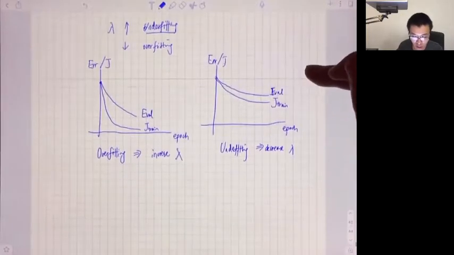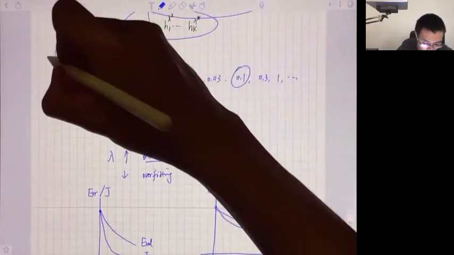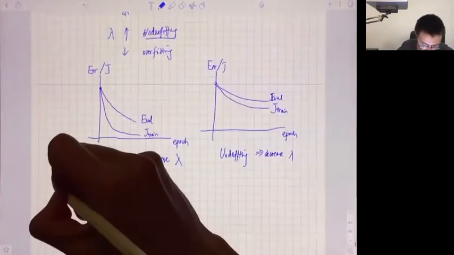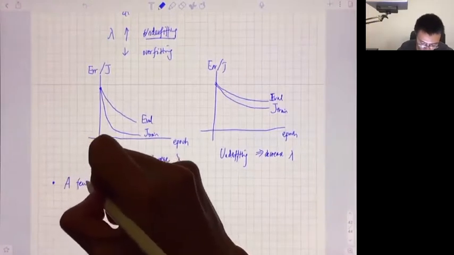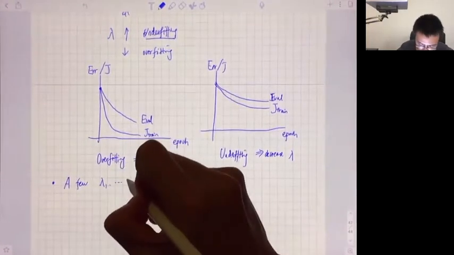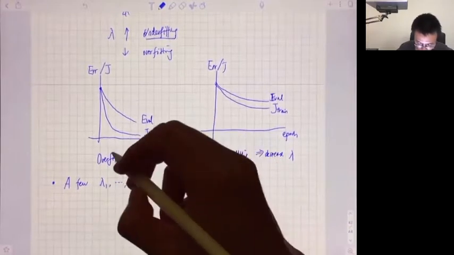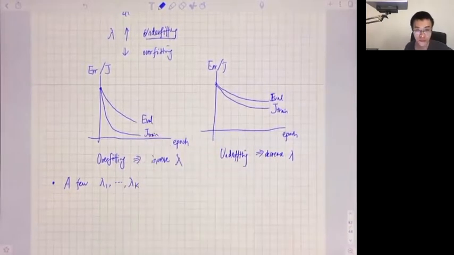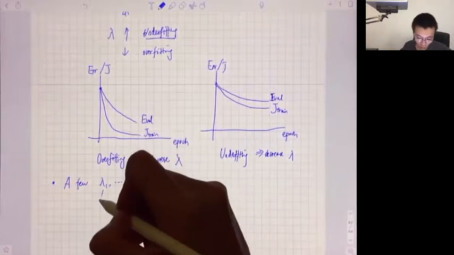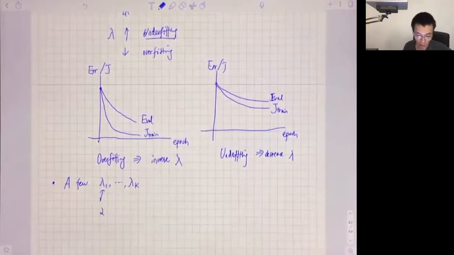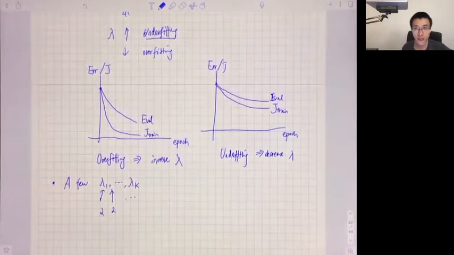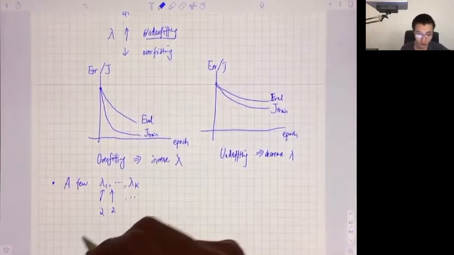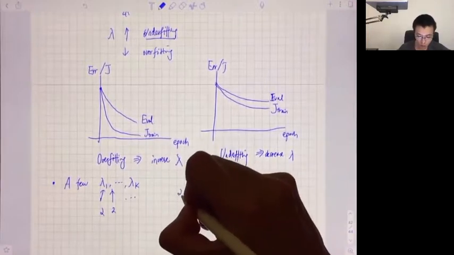The next thing is, so this is one lambda. How about if I have a few hyperparameters? Lambda 1 up to lambda maybe k, okay? So now enumeration is not possible. Suppose I have only 2 choices for lambda 1, and 2 choices for lambda 2, and so forth. And suppose maybe I have 10 hyperparameters, not large. Then all the possible configurations is 2 to the power of 10, okay?